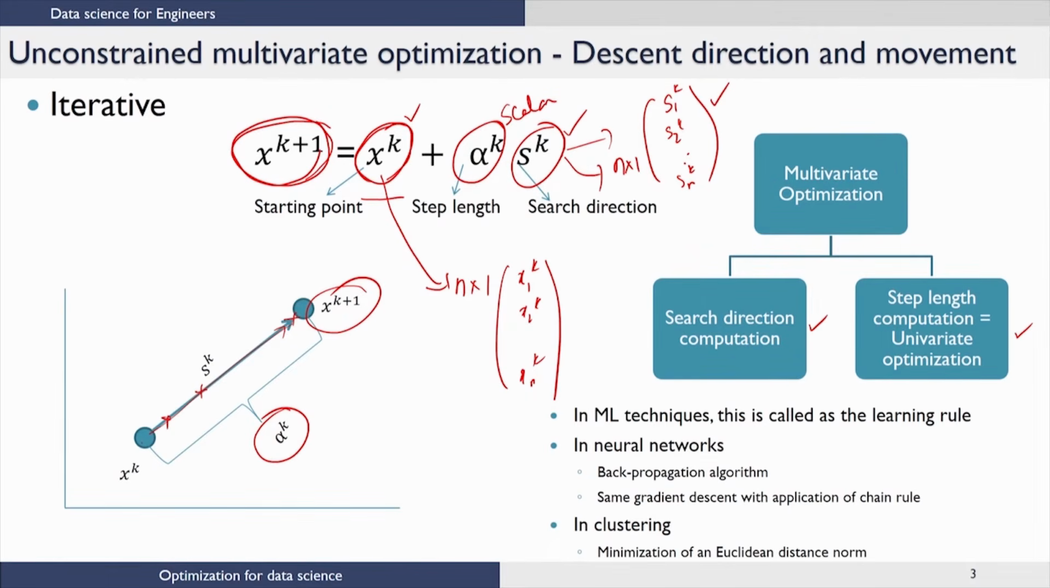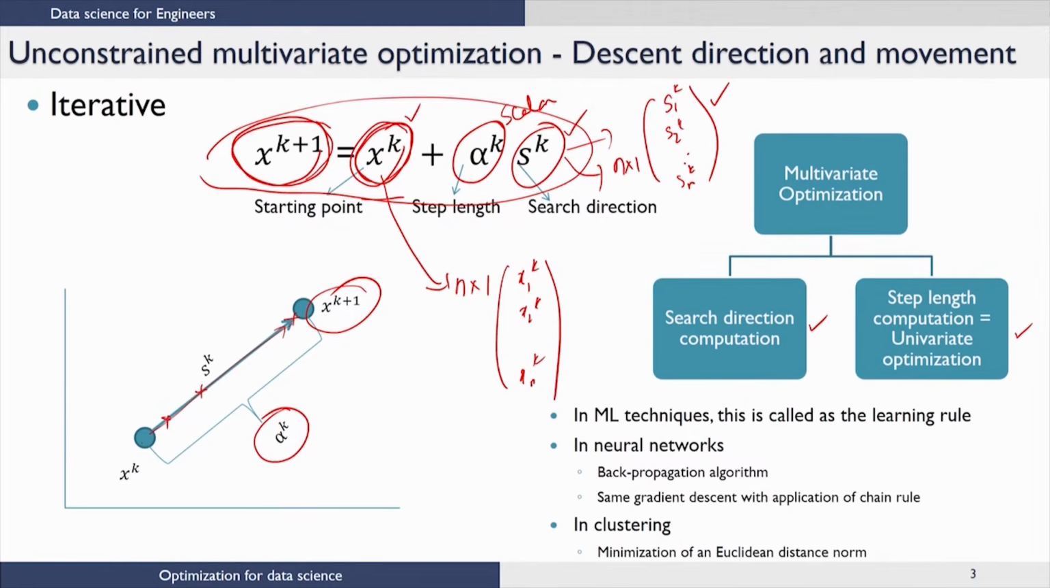In general, this kind of equation that we see here, you will see in many places as we look at machine learning algorithms, in clustering, in neural networks, and many other places. In machine learning techniques, this is called the learning rule. Why is it called the learning rule? It is called the learning rule because you are at a point here and you are going to a new point; you are learning to go to a point which is better than wherever you are.